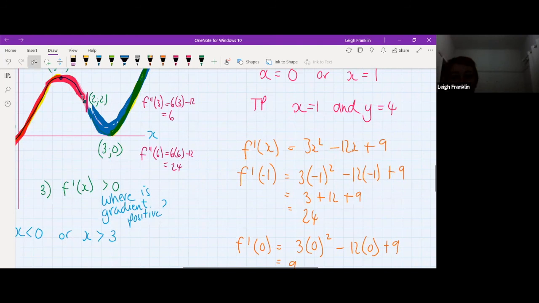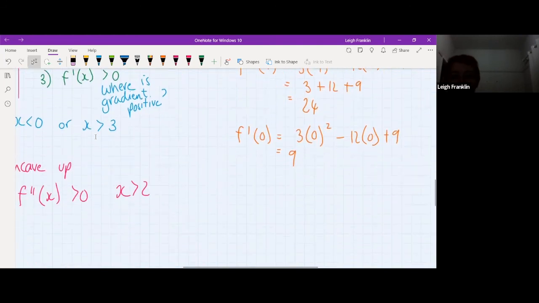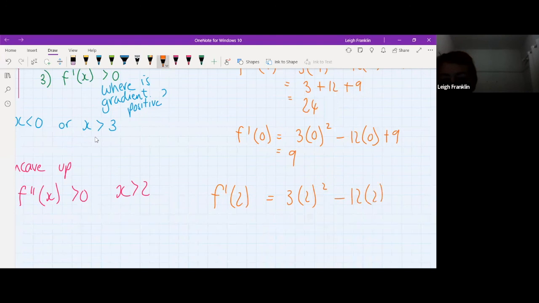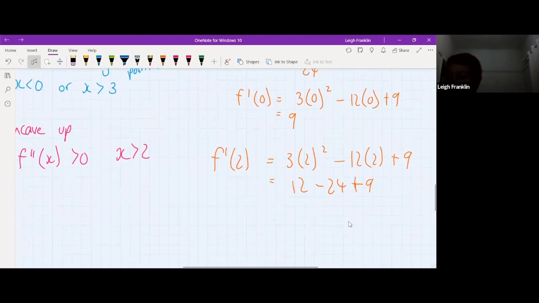Look what happens when I sub in 2, where the graph is decreasing. We're going to get a negative answer. This is going to give us 12 minus 24 plus 9. Okay, we're going to get an answer of -3.